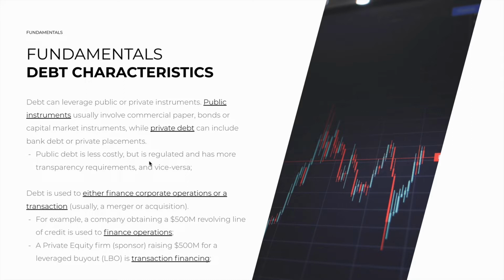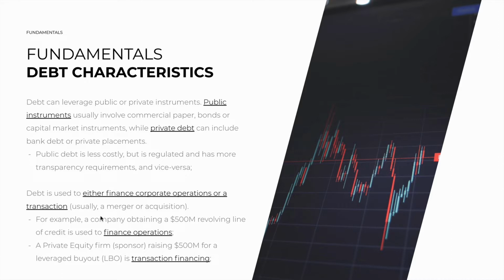For example, the only way that you can find information on the financing for a transaction, for example, if you're an investment banker trying to do a comparables analysis, is if the transaction included public securities, because in that case, it has to be disclosed. But if it only involved private securities, you may not find any information at all on the internet. Then, debt is used to either finance corporate operations or a transaction, which is usually a merger or acquisition.